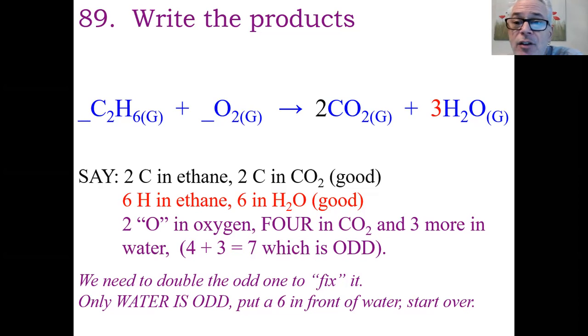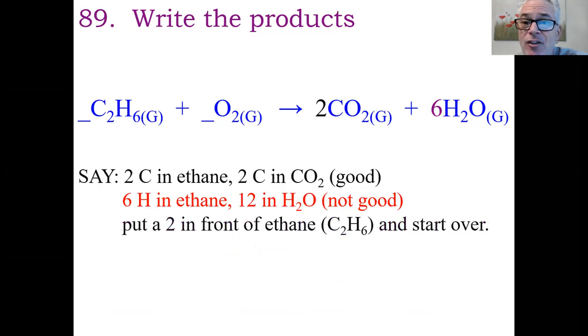So I have to change the 3 in the water to a 6 to double the odd one, and then I got to start over. So I have a 6 now in front of the water. There's 2 carbons in ethane, and there's 2 carbons in carbon dioxide, good. There's 6 hydrogens in ethane, but now we have 12 hydrogens in water. That's not good. How are we going to get 12 hydrogens in the reactant?